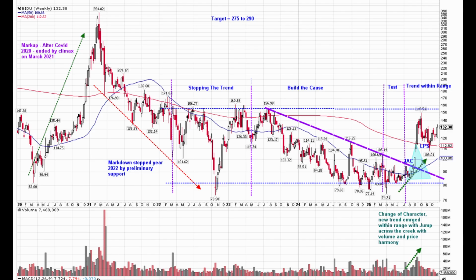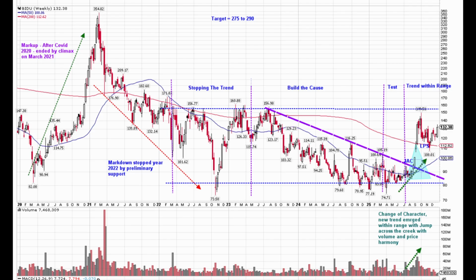This is accumulation. Supply is being absorbed by strong hands. You can see the price bars becoming thinner near the 79 to $80 range. Volatility has disappeared as supply is exhausted. Before a new trend emerges, strong hands must perform a test.